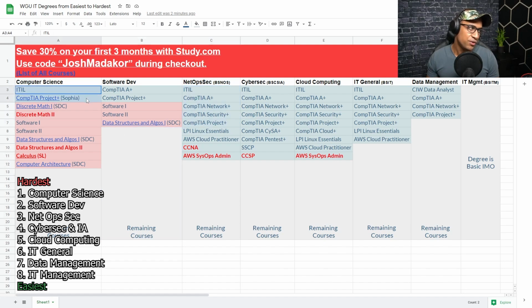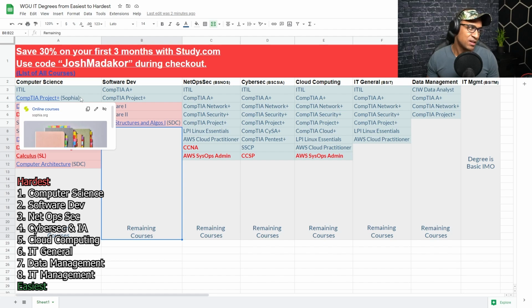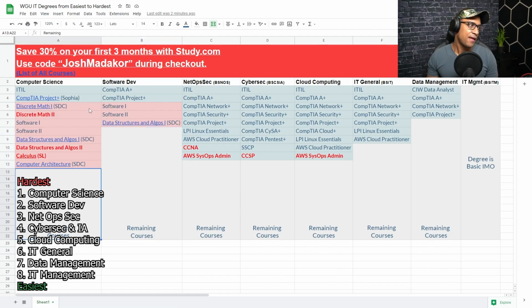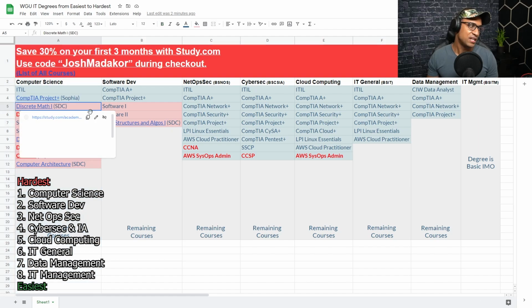So diving right into computer science. Computer science has only two third-party certificates, ITIL and CompTIA Project Plus, where you learn project management skills. The Project Plus requirement can also be satisfied by taking the project management course from sophia.org. And then diving into the more difficult courses in computer science, computer science is number one basically because of these courses in red right here: Discrete Math one and two.